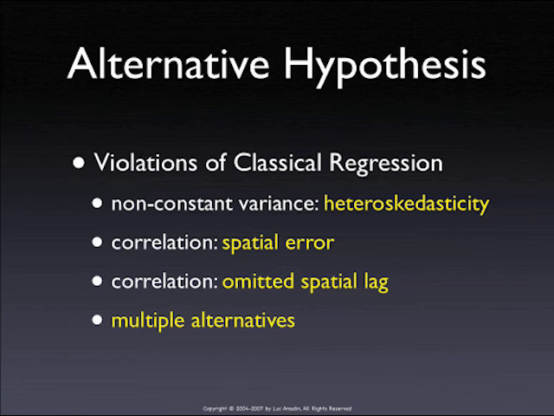So in practice then, the challenge is, given these residuals, how can we tell whether it's a lag model or an error model, or whether it's heteroskedasticity? And one of the problems, as we'll see later on, is that most of these test statistics have power against multiple alternatives. So specifically, if you use a standard test against heteroskedasticity, it has power against spatial autocorrelation. Now think about this for a second. Why would this be the case?